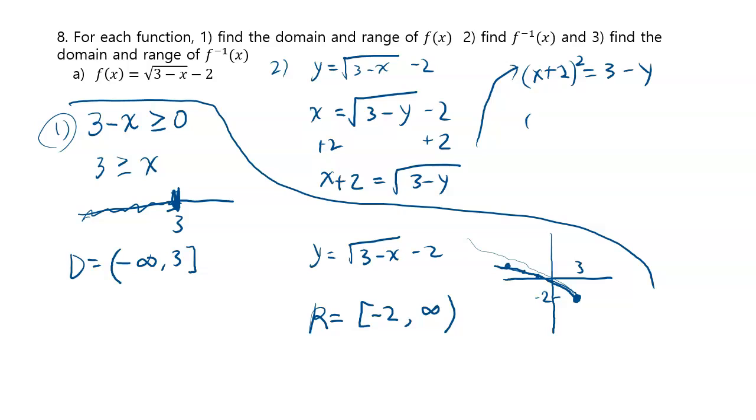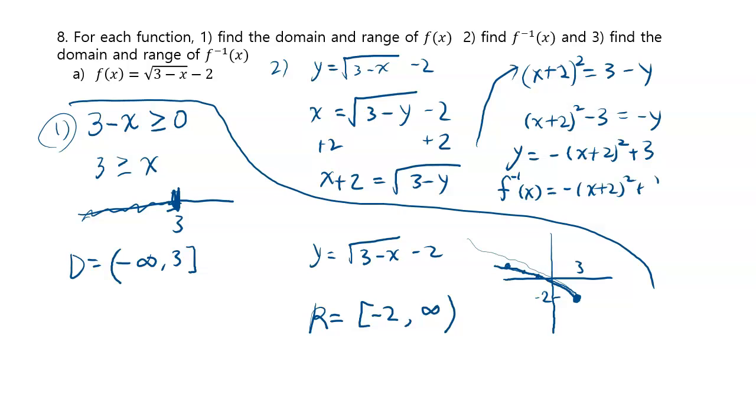Subtract 3, you get x plus 2 squared minus 3 equals negative y. And finally multiply by negative 1, and you get y equals negative (x plus 2) squared plus 3, because you multiply by negative. And that's it. That's the answer to the inverse function. So f inverse of x is negative (x plus 2) squared plus 3.